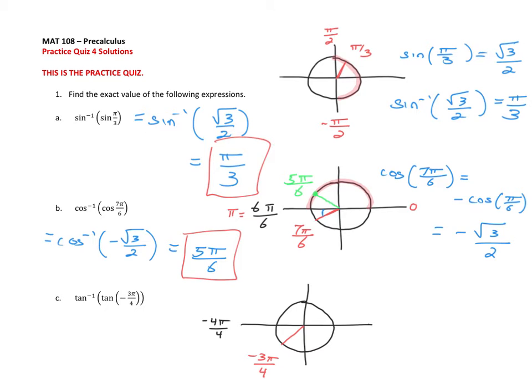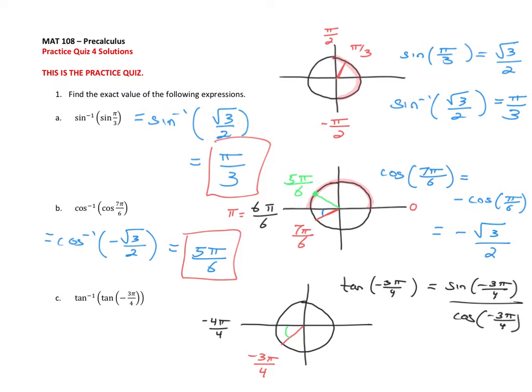Okay. Next step is, well, what does tangent equal at this angle? Tangent is the ratio of sine and cosine, so we can use that to figure it out. All right, so let's see. Tangent of negative 3 pi over 4 is equal to sine of negative 3 pi over 4 divided by cosine of negative 3 pi over 4. Sine and cosine are both negative in this quadrant. So we just have to use a reference angle and note that both of these things will be negative. The reference angle is going to be pi over 4.